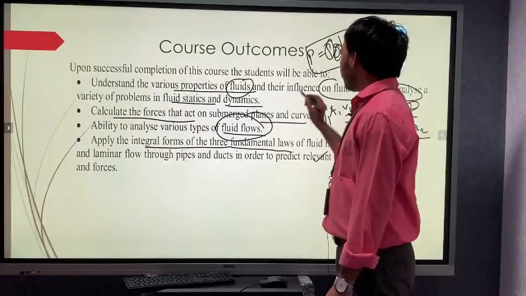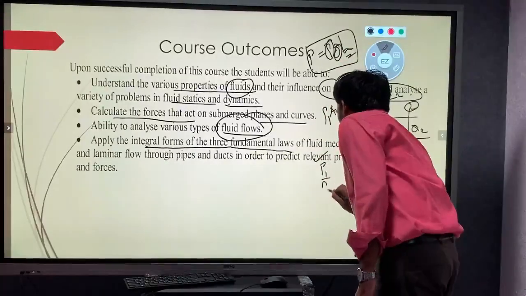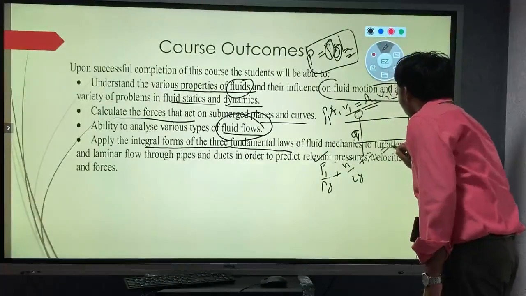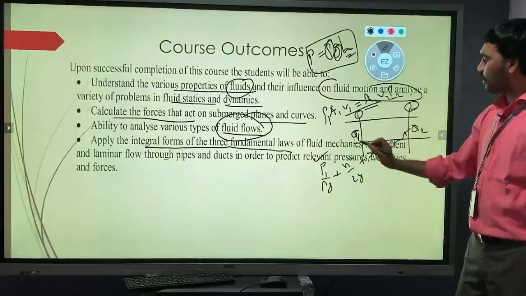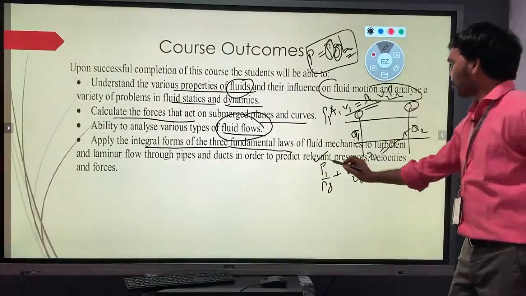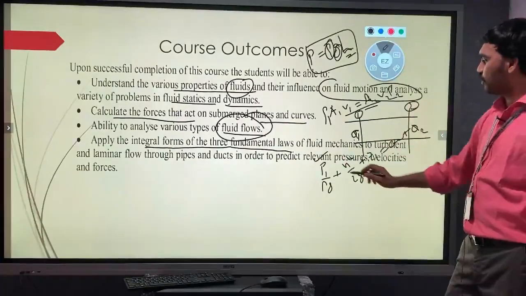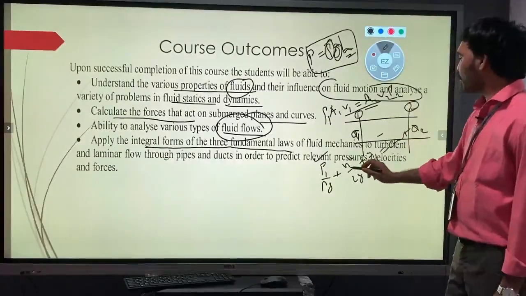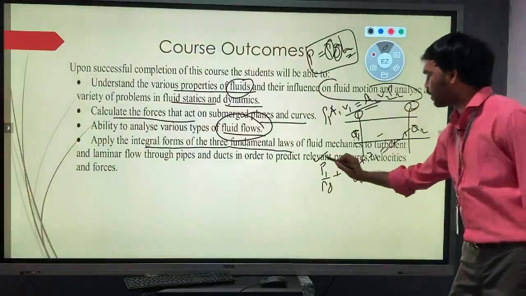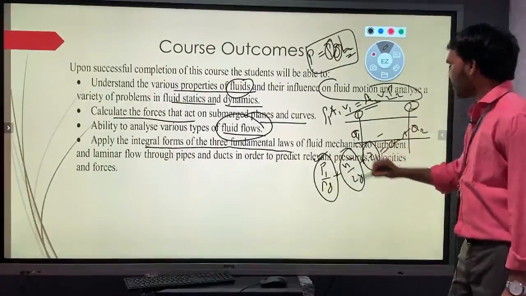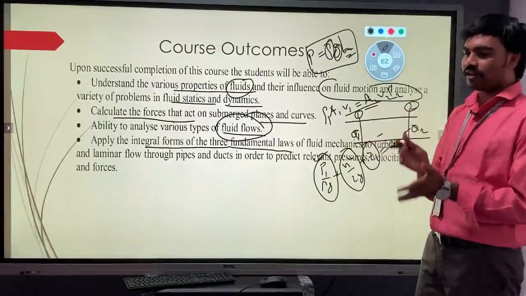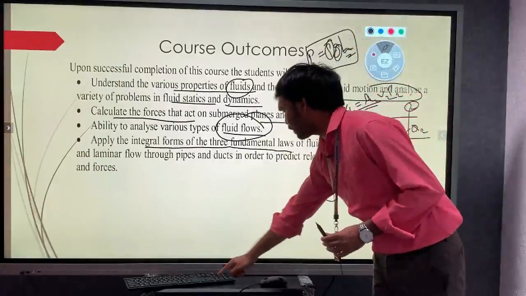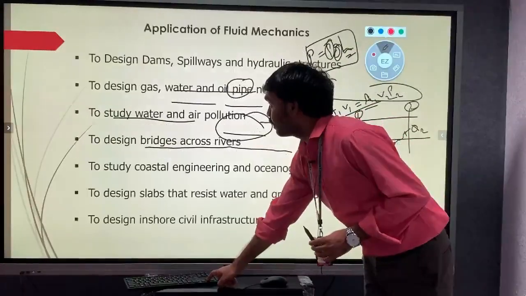And the third one is Bernoulli's equation, that is, p1 by rho g plus v1 square by 2g plus z1 equals constant. This is the third important equation which you need to know, which is nothing but p by rho g plus v square by 2g plus z equals constant. This is the pressure head, velocity head and potential head. The sum of the pressure head, potential head and velocity head at any point is a constant. So these three equations will help you understand fluid mechanics better. We will discuss them clearly.